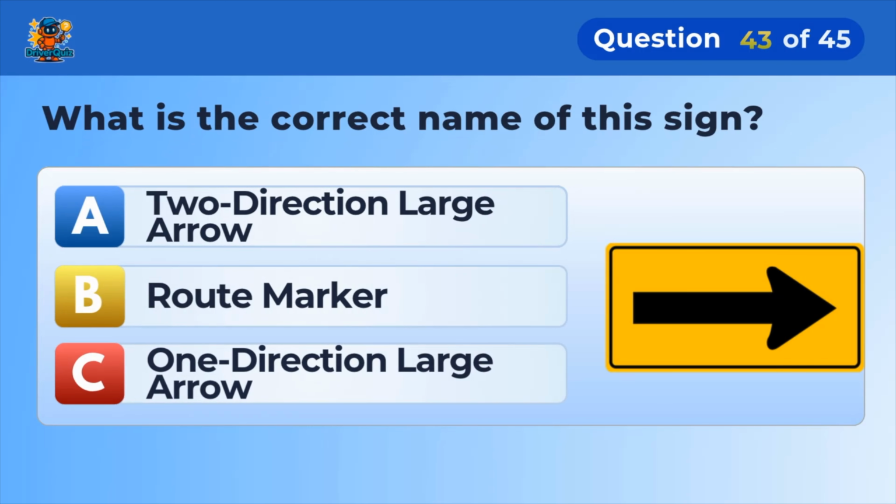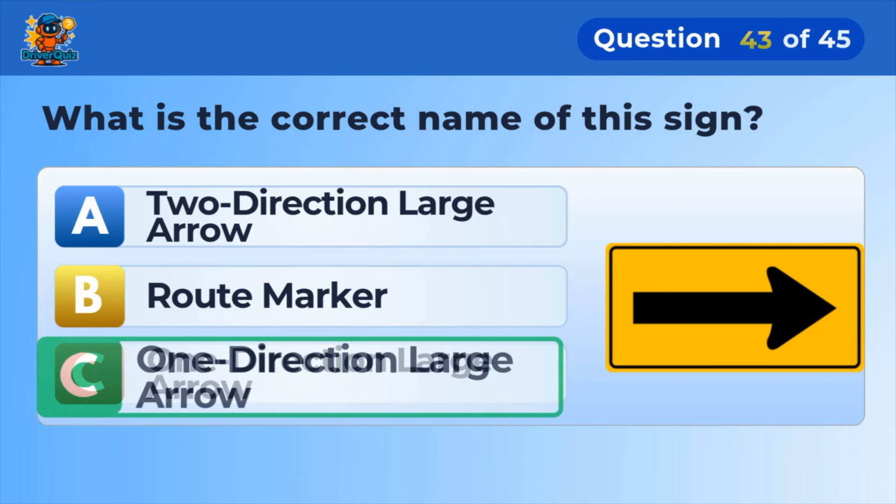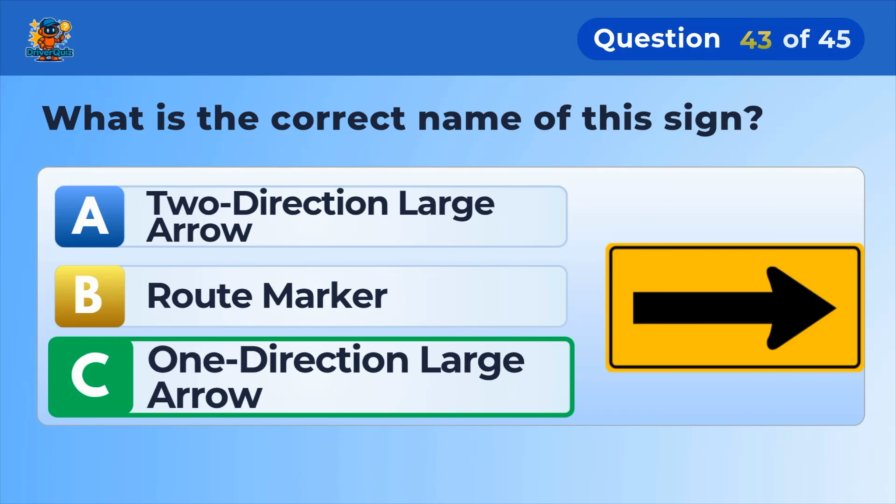Question 43. What is the correct name of this sign? A. Two-direction large arrow. B. Route marker. C. One-direction large arrow. And the answer is one-direction large arrow.